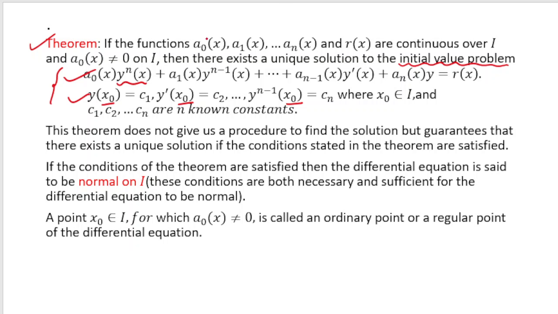And what is the condition? The condition is that all these coefficients like a0(x), a1(x), a2(x) up to an(x), the coefficient of the highest order term, the second highest order term up to the last term, and the right hand side, all of them should be continuous over the interval I, and a0(x) should not be equal to 0 in that interval, right? If both conditions are satisfied, then this theorem guarantees that there will exist a unique solution.